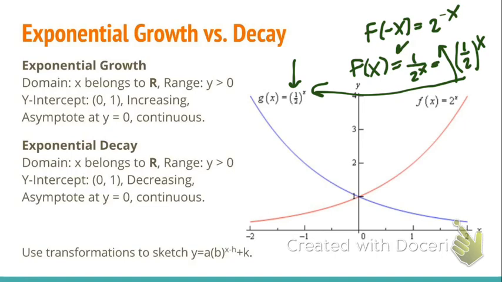So if you just change 2 to 1/2, it's the same thing as putting a negative in front of your x. So both of these, the red and the blue graphs, f of x and g of x, will have domains that are all real numbers and ranges that are y is greater than 0, because we just reflected over the y-axis. The y-intercept is (0, 1). It's decreasing. And the asymptote's at y equals 0. It's continuous, so a lot of things in common, but the main thing is one is growth and one is decay.